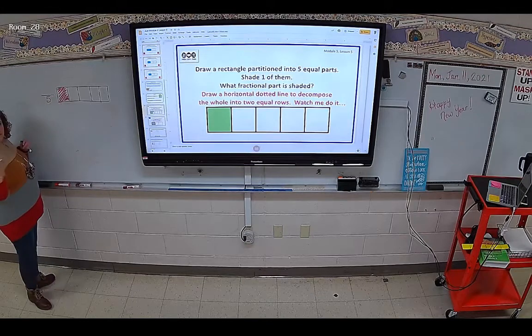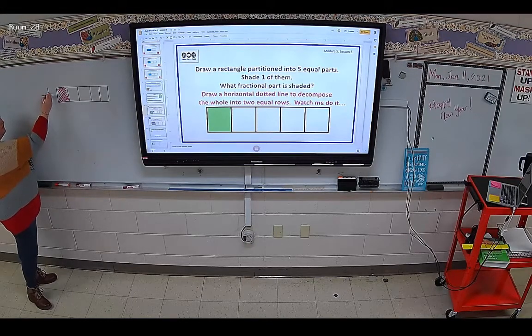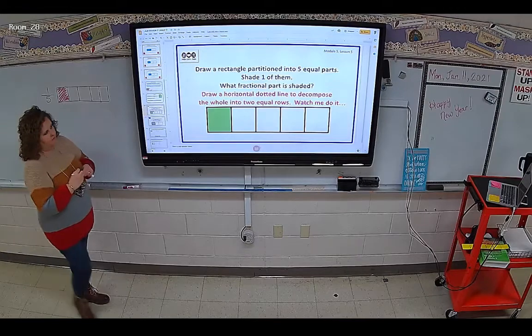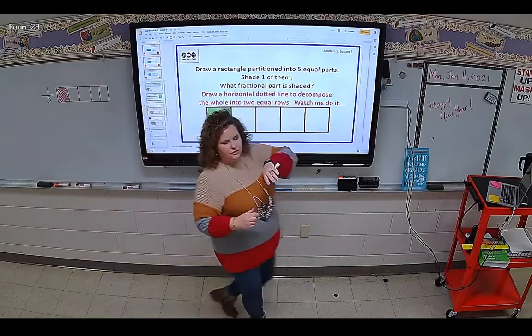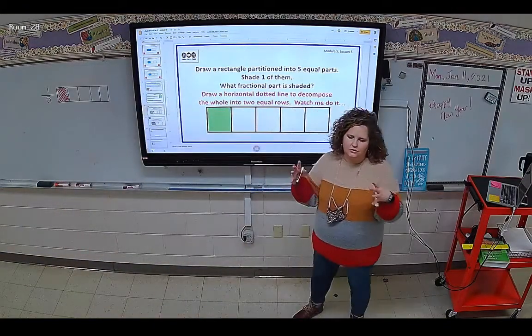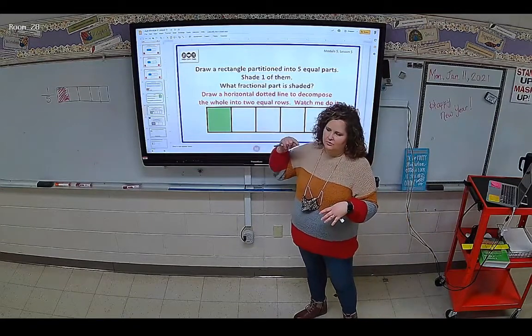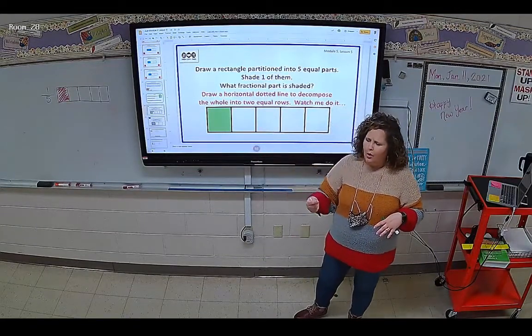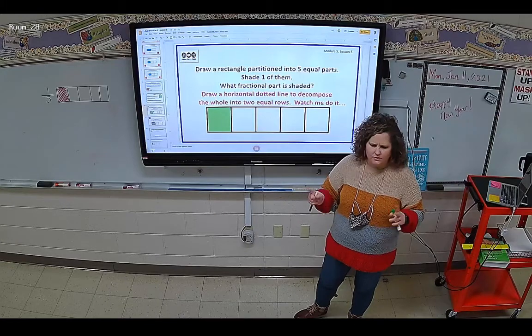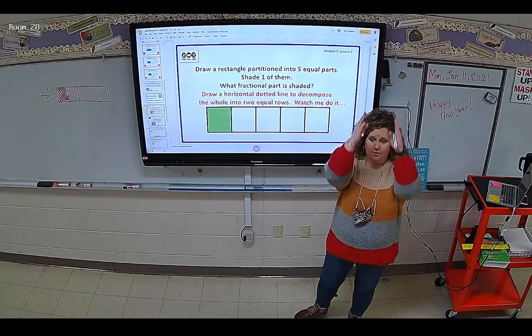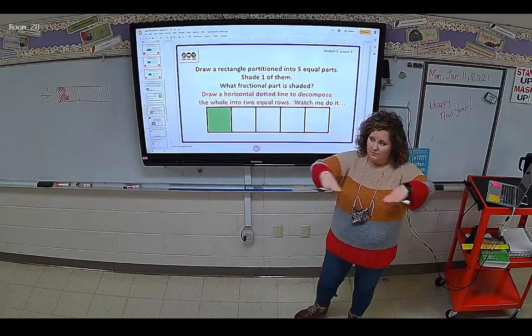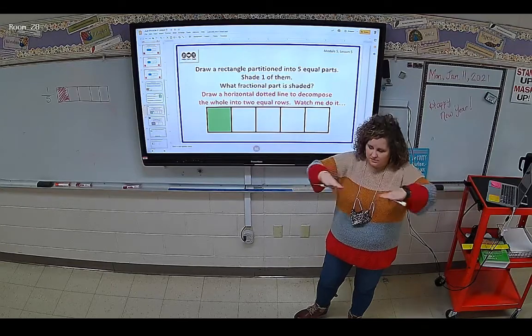And one of them is shaded. We've got 1/5. Okay. Now, this says to use a horizontal dotted line. You're going to even see those in your workbook. Horizontal. Which direction does horizontal go? It's either going to go up and down or it's going to go this way. What do we think, Hayden? It does. It goes this way.